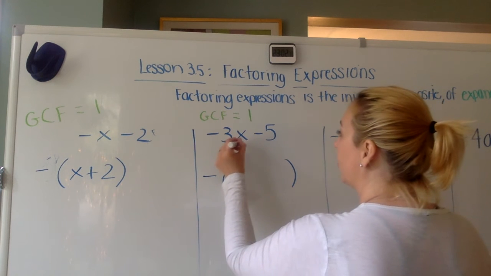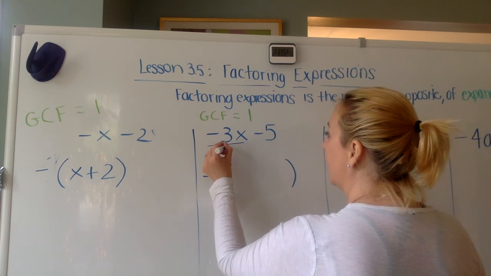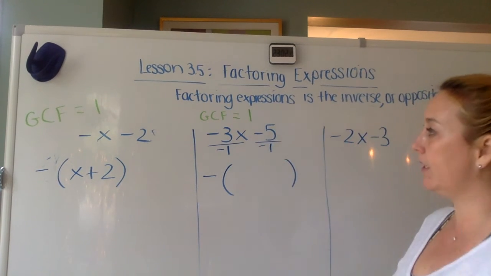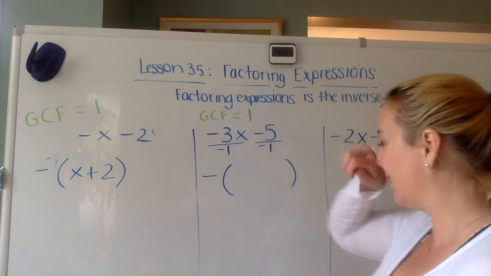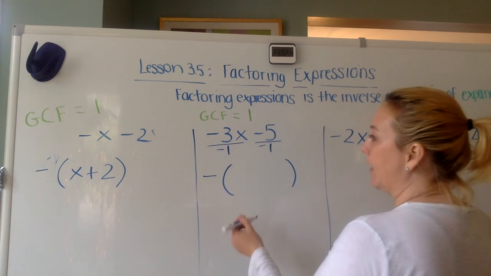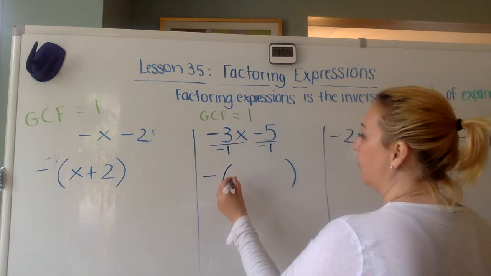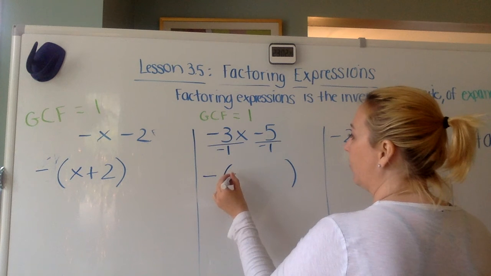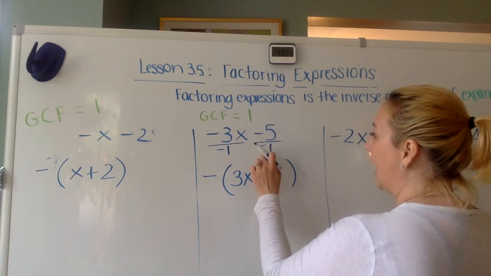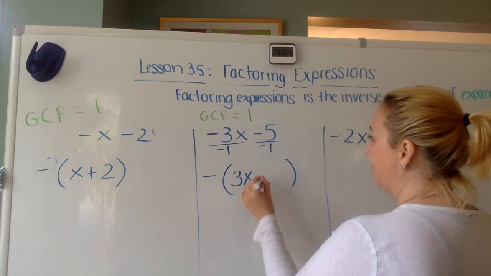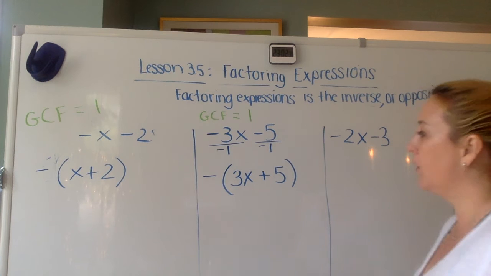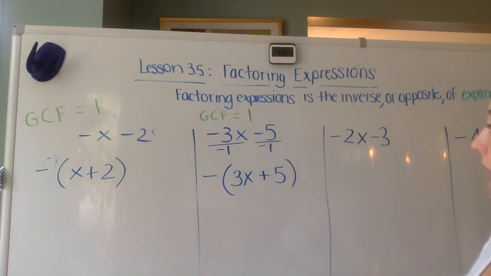So I can go through and divide this by a negative 1 and divide this by a negative 1, right? Because that's essentially what I'm doing by pulling this out. Negative 3 divided by negative 1 is going to be positive, right? 3 divided by 1 is 3, and then we've got our variable x. Negative 5 divided by negative 1, negative divided by negative is positive. 5 divided by 1 is 5.